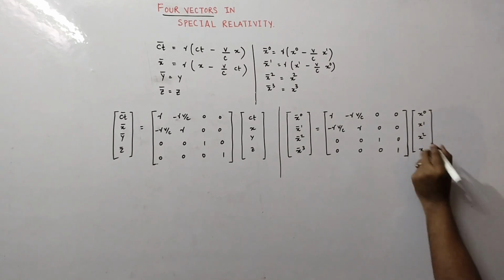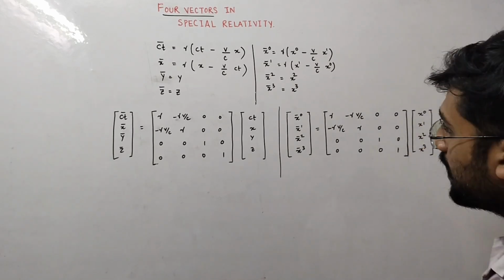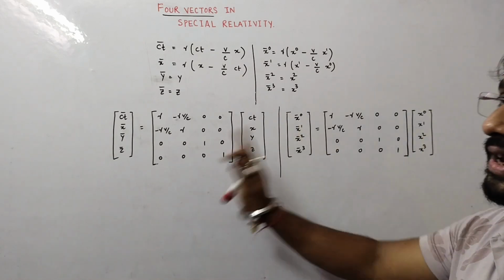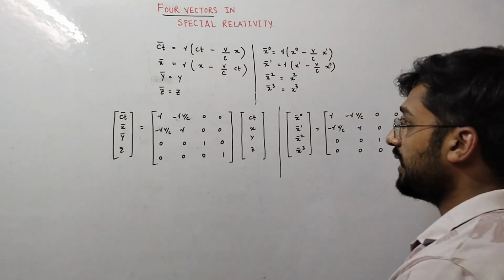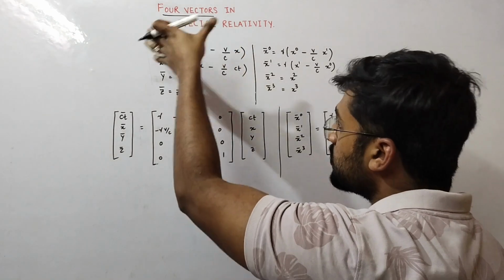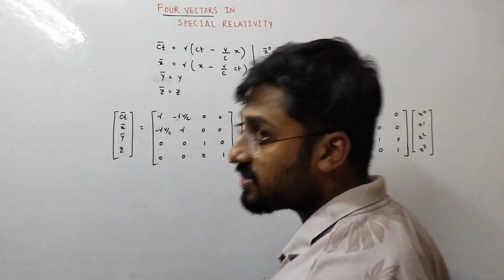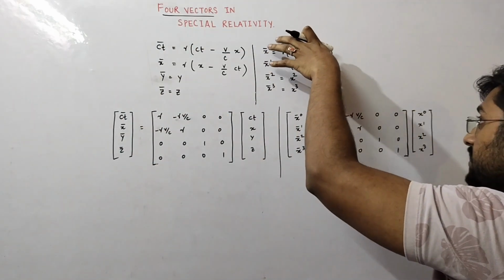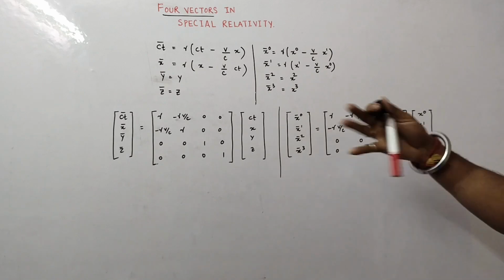Am I clear? Right. So students, these are the same equations, these are the same matrices, they are no different. The only difference is that this is the Lorentz transformation, and this is also the Lorentz transformation, but using the sign convention, using the conventions.